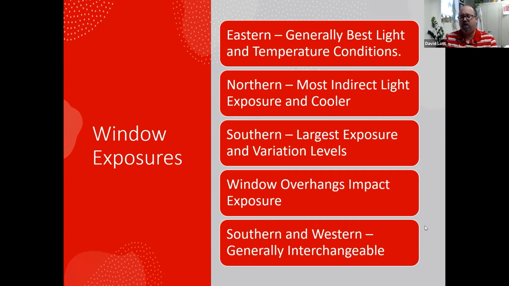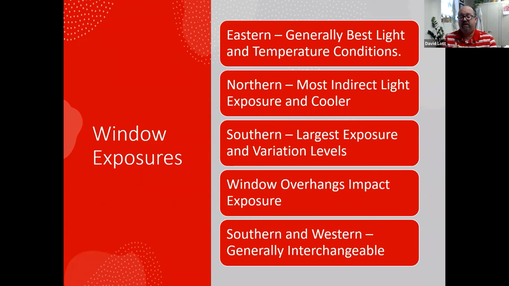So northern exposure is the most indirect. And if you have an overhang on the north, then it's really indirect. It's really cut back. It's a cooler temperature, so your cooler plants are a good choice to go there that don't require that tropical heat. So that's a great choice.